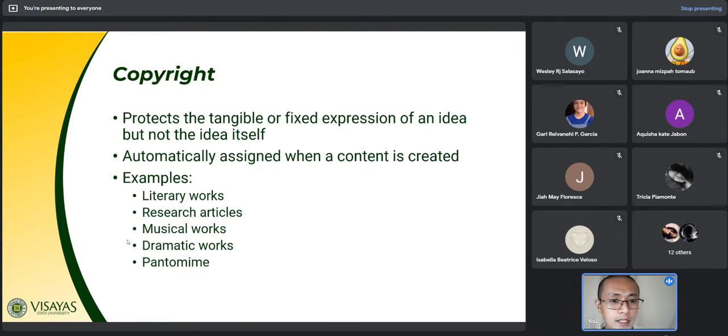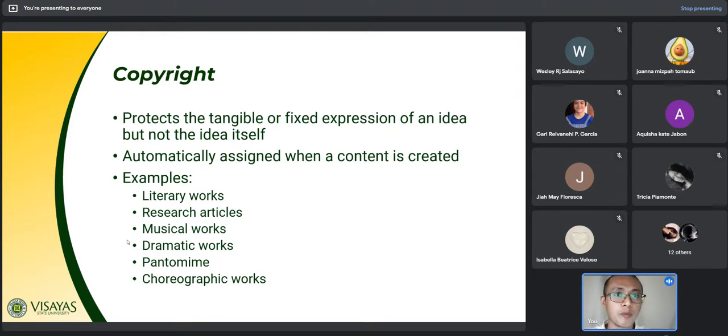The pantomime class is just a stage play with no sound at all. It is purely actions. It is like sign language that they use in pantomime. Okay? It is a dramatic work, except that you cannot hear any voices. Purely actions only. Choreographic works, like dances performed on stage, are choreographic works.